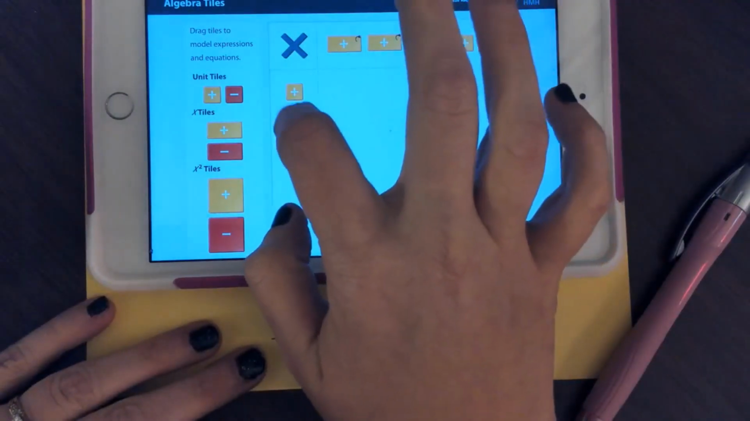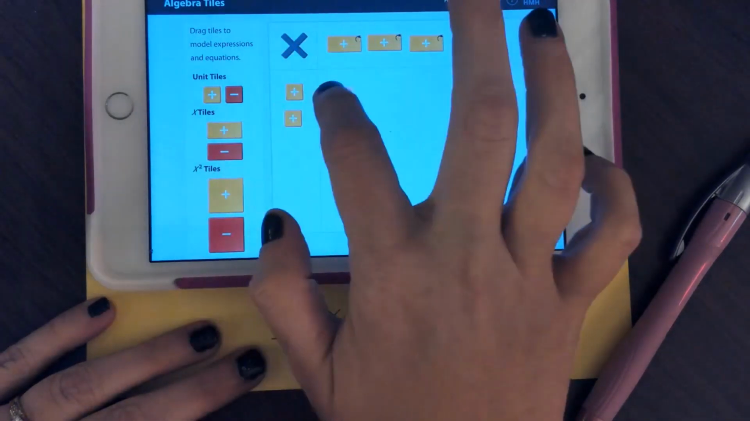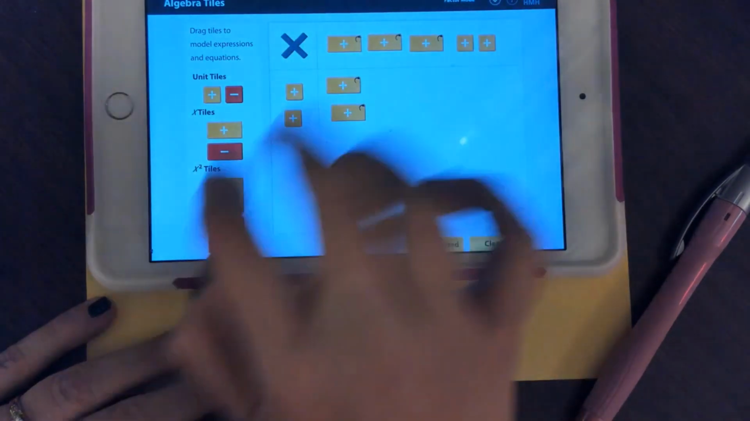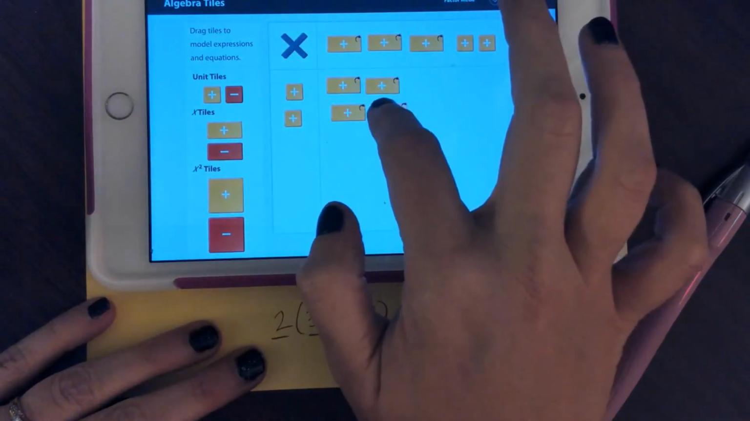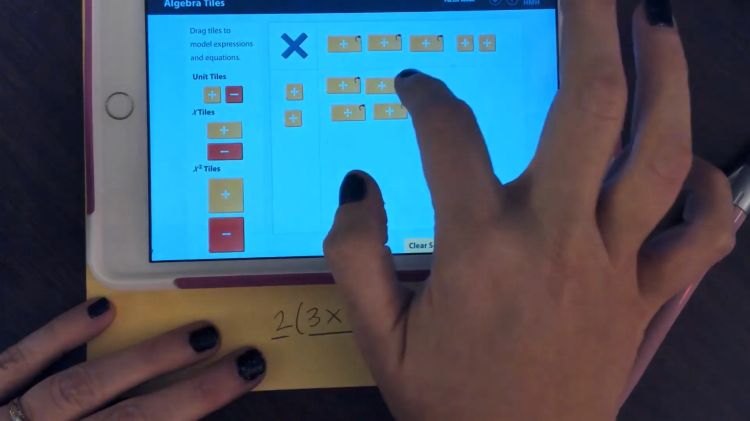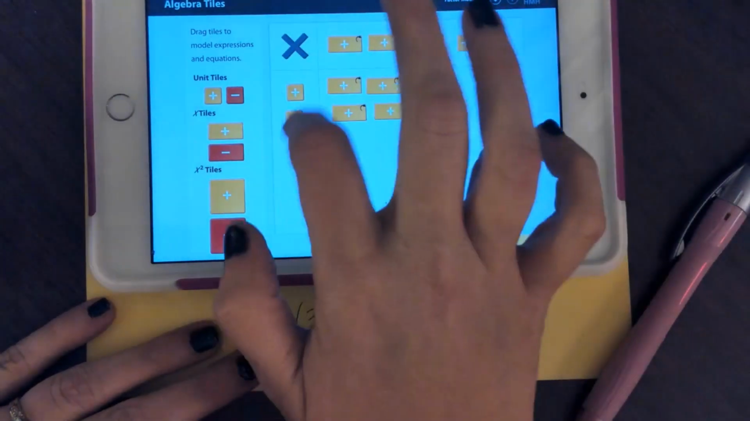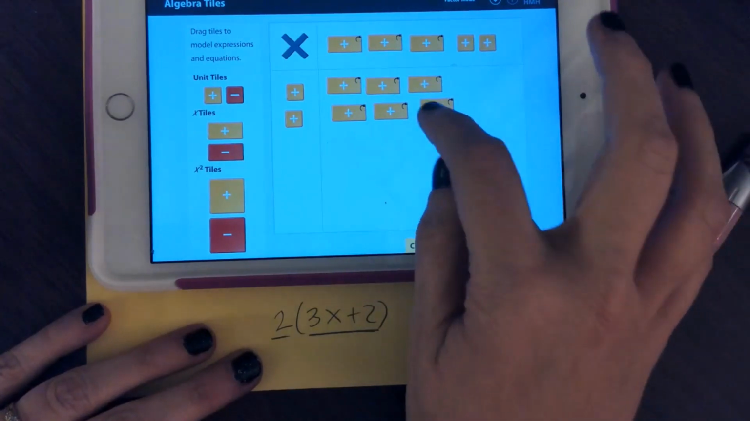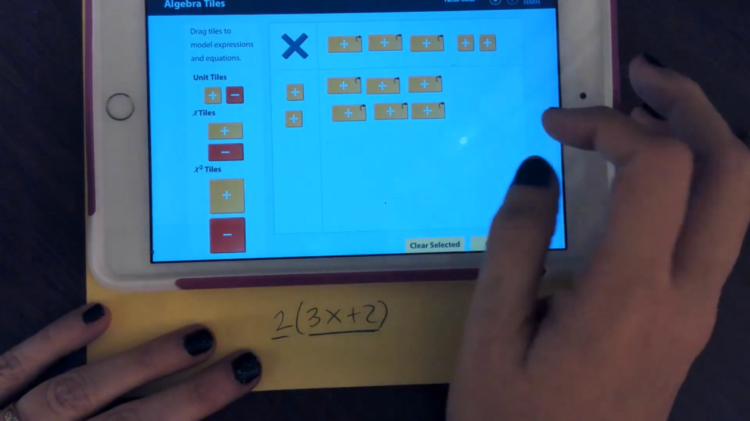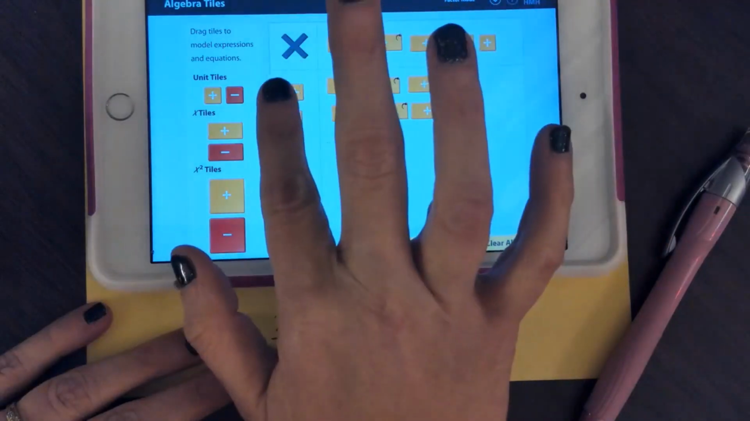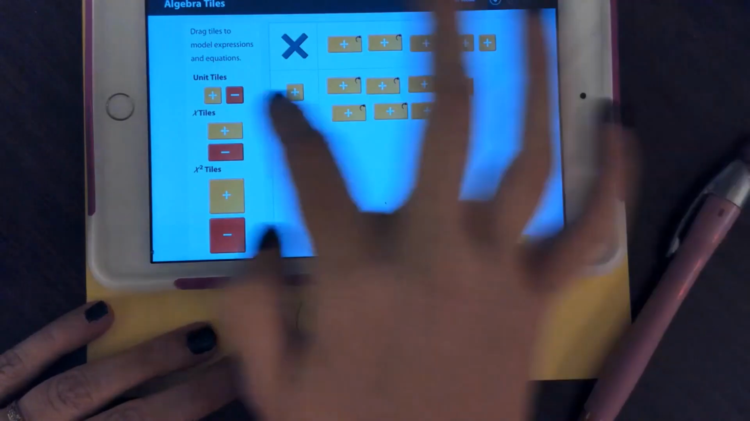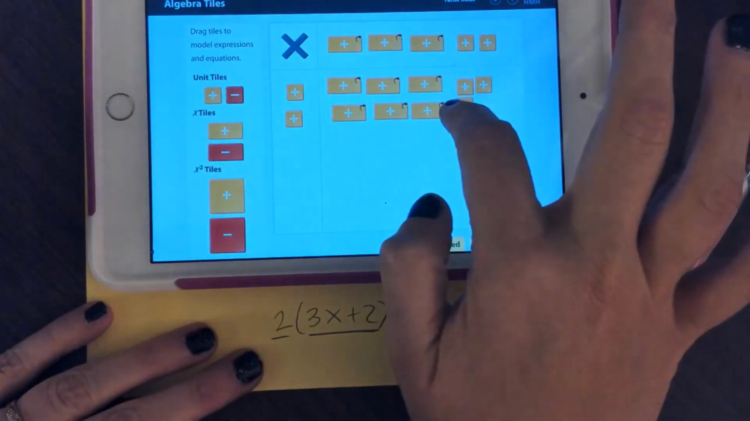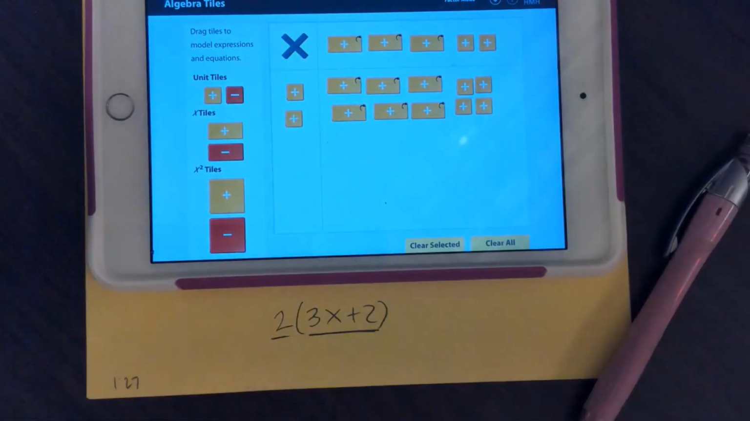So I have 2 times 1x gives me 2 x's. Or I could have done 2 times 3 x's gives me 6 x's. So now I've multiplied all of my x's by 2. Now I'm going to take 2 times 2. Well, 2 times 2 is 1, 2, 3, 4. All right? That is how we multiply.